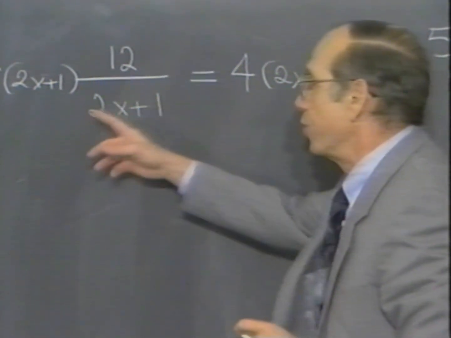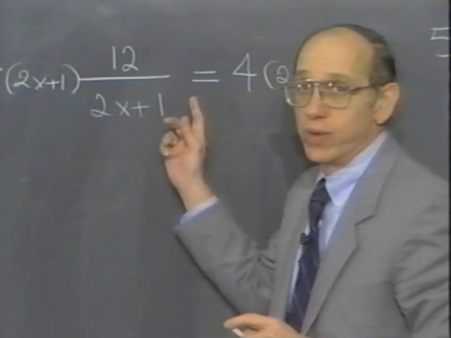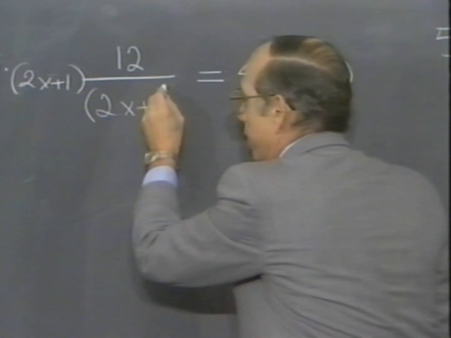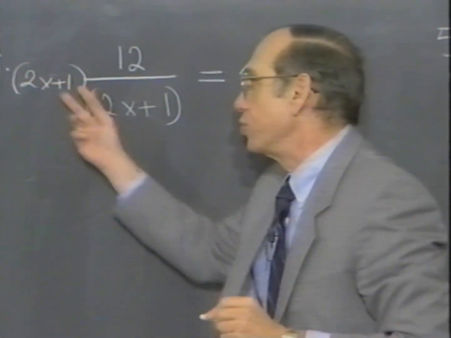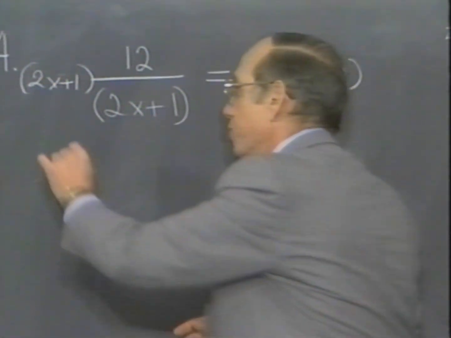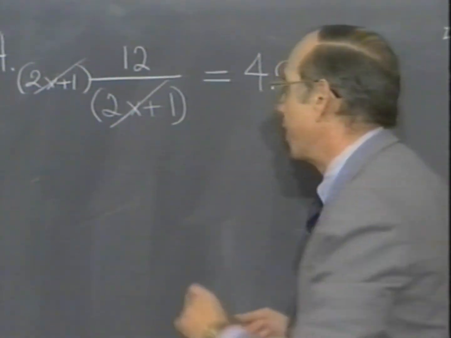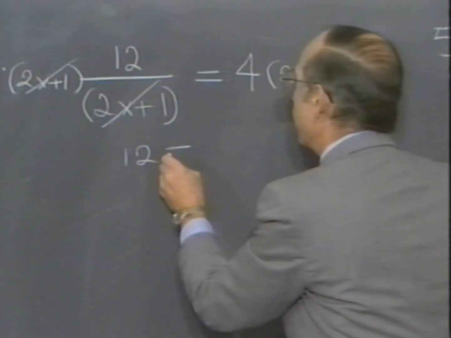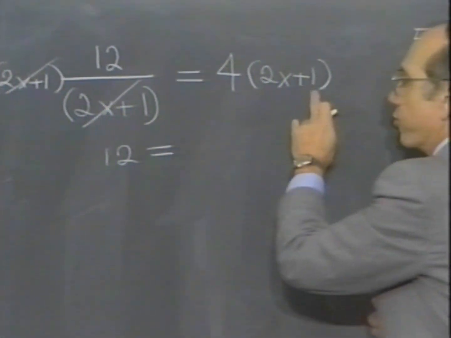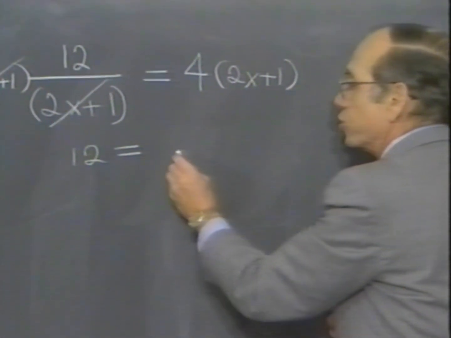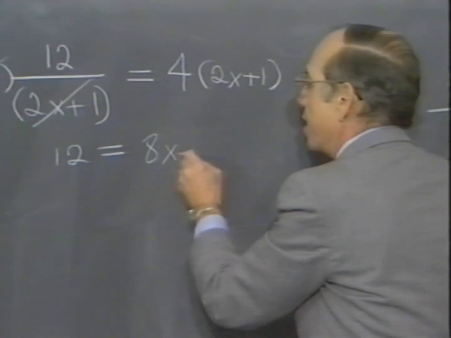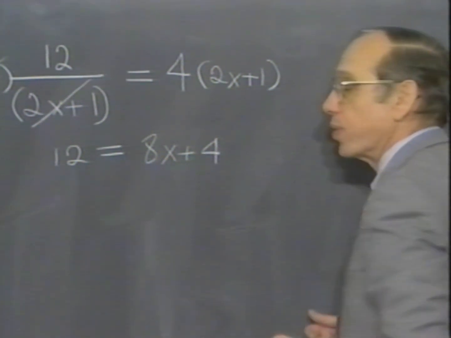So I multiply both sides of the equation by 2x plus 1. Now you see, really, that's the quantity 2x plus 1 here, the quantity 2x plus 1 here. Cancel out the like factor top and bottom, and I have simply 12 is equal to, and on the right-hand side, I have 4 times 2x plus 1, which is 8x plus 4.